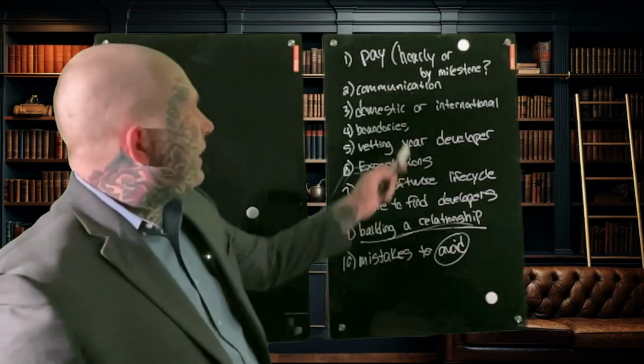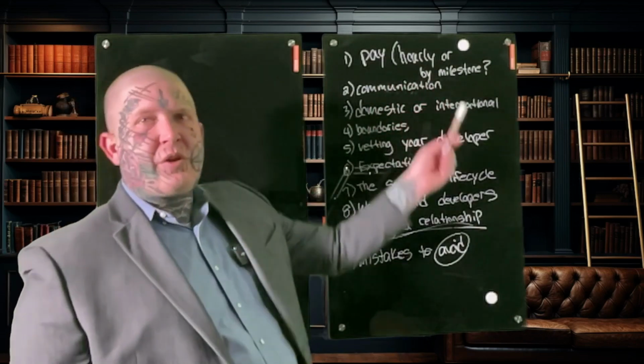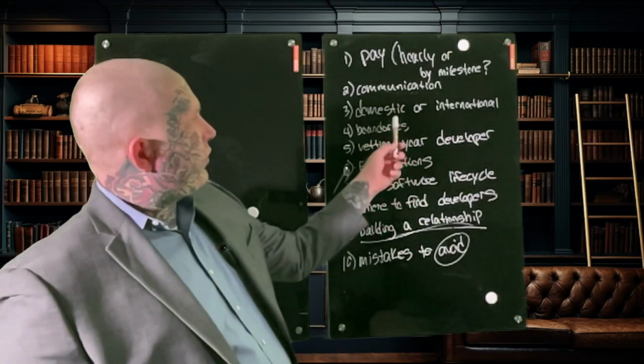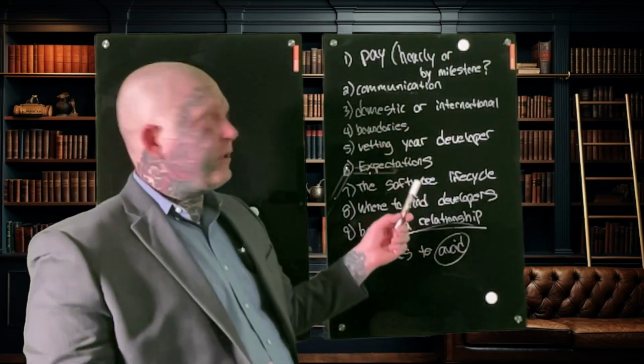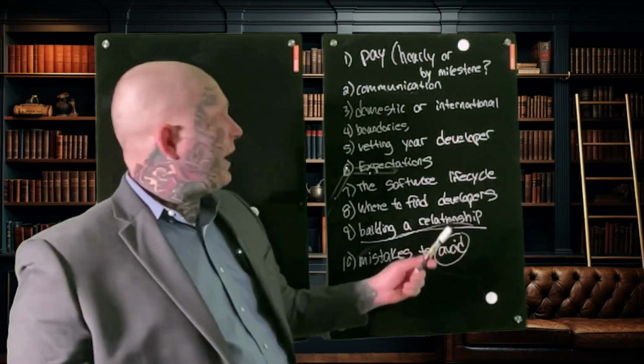And what we're going to break down in this video is basically the pay, so hourly or milestone. Do you pay through escrow? How do you pay your developer? Communication. Do you hire domestically, so internally in the United States, or do you go international for a discount? And at what cost does that come at?